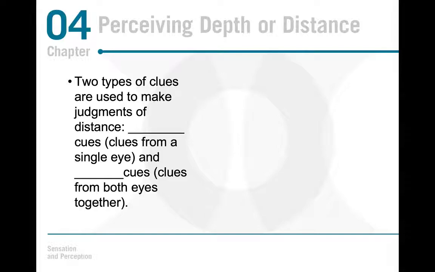Now, more often than not, forms and figures are objects in space. Spatial considerations add a third dimension to visual perception. Depth perception involves interpretation of visual cues that indicate how near or far away something is. There are two types of clues used to make judgments of distance: monocular cues, that is, clues from a single eye, and binocular cues, that is, clues from both eyes together.